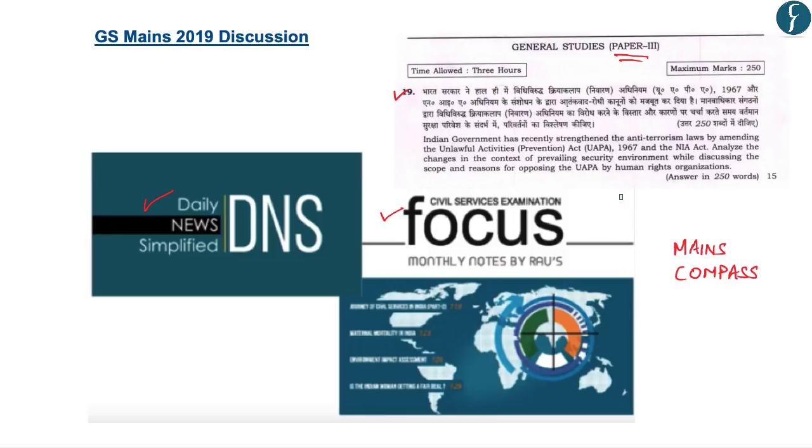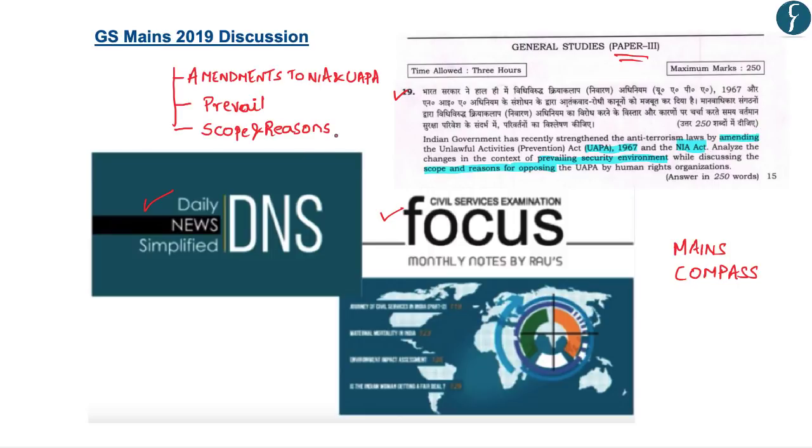by human rights organizations. Now, as you can see, I have highlighted the key aspects of the question so that you get a clear idea on the demand of the question. Now, the first aspect is the amendments to the UAPA and NIA Act. The second aspect, the context of these amendments, which were made in the prevailing security situation. And finally, the scope and reasons for opposing the amendment, which simply means some of the concerns that were raised by these human rights organizations with respect to the recent amendments to these laws. Now, therefore, in order to answer this question, you needed to know what were the amendments that were done to UAPA and NIA Act, why were they done, and some of the concerns raised.